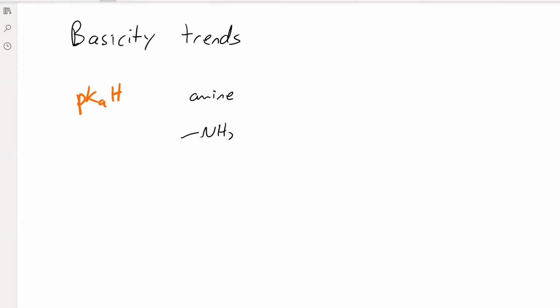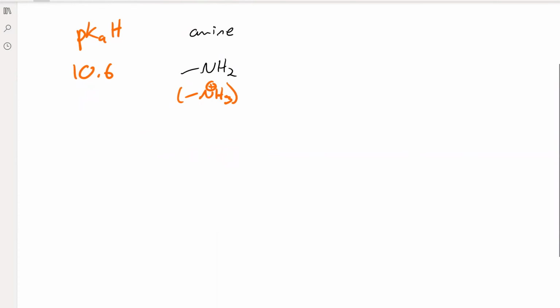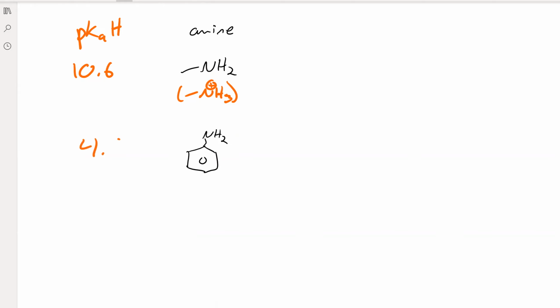So for example, when I say methylamine has a pKa-H of 10.6, what I mean is that the protonated version has a pKa of about 10.6. Again, it's very confusing, but that's the way it's done. So for example, something like that compared to aniline. If we think about this one, aniline has a pKa-H of 4.6.